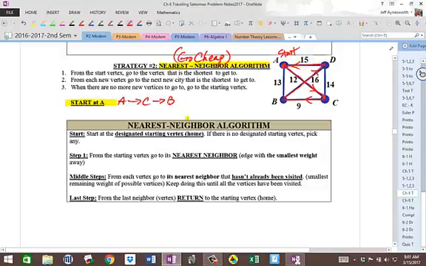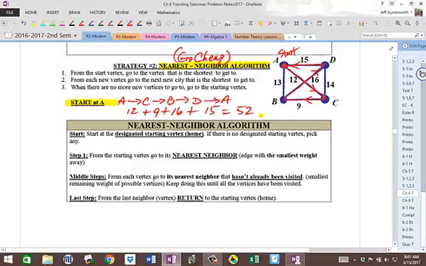So let's repeat that: A, C, B, up to D, and then back home, traveling to each vertex once and only once. So let's write down the weights. From A to C was 12, from C to B is 9. These could be miles or something like that in terms of distance. And then to D, that's 16, and then back home, that's 15 more. If you add these up, you get 52.